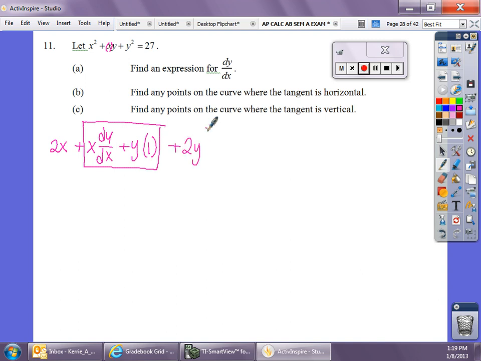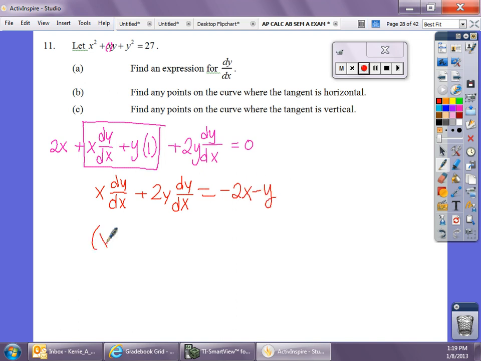And then the derivative of the other side, equals 0. So to find the first derivative, you get all the terms with the dy/dx on one side. You move over the other terms. You factor out. And then you are going to divide to get your first derivative.